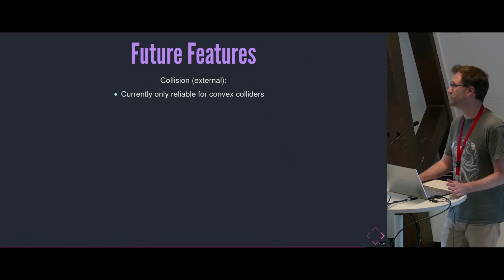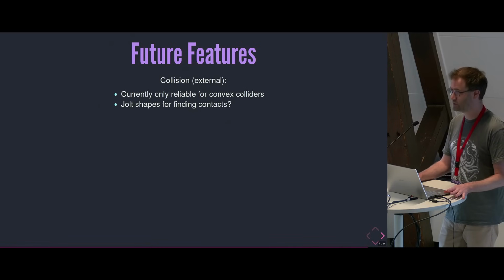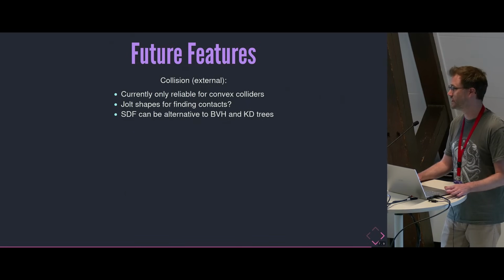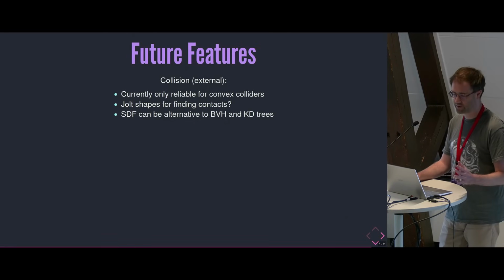Collision, as I said, is very basic, and it really only works for rigid and for convex colliders. There are some alternatives. I mentioned Jolt shapes could be used for finding contacts in the future. We have some initial tests for this, but it's unclear when or how that would look. And yet another alternative would be signed distance fields, which have the advantage that they are very fast compared to finding contacts in bounding volume hierarchies or KD trees. They tend to lose some finer detail in colliders, so if you have very sharp edges or something like that. But the speed advantage is very significant. So all of these methods are potential solutions for future collision.